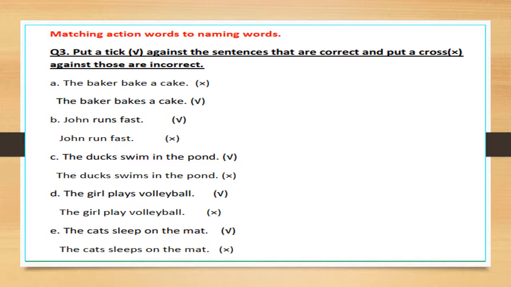Let's see the D part. The girl plays volleyball. This one is the right sentence. The girl play volleyball. This is wrong because here the girl is singular. So we will write with the singular plays. Let's see the E part. The cat sleep on the mat. This one is the right sentence. The cat sleeps on the mat. This one is the wrong sentence.